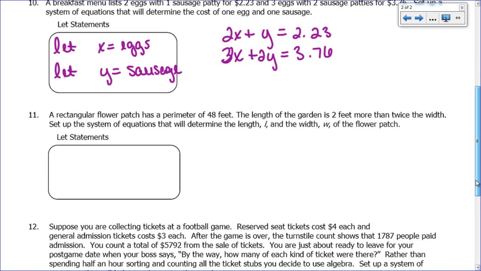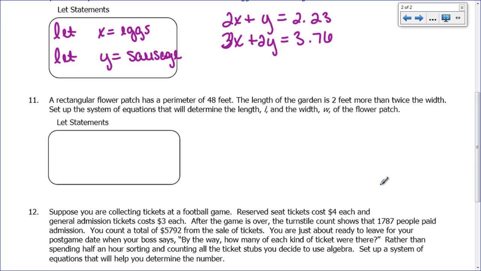Now questions like number 11. I would not set up number 11 as a system of equations and solve it if I were doing this problem for real. I would solve it a completely different way.